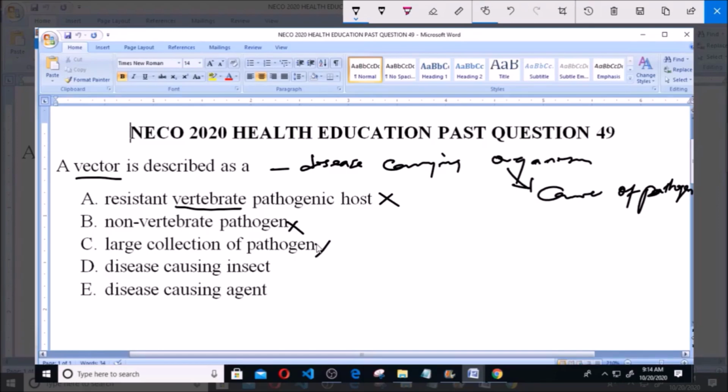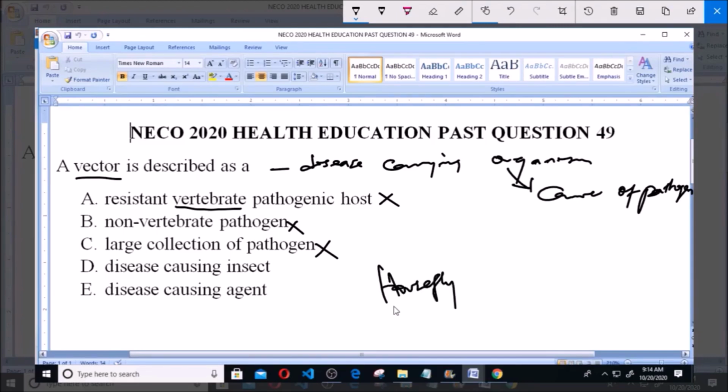Now this is disease-causing insects. Like we know, vectors are insects that carry disease-causing organisms. So therefore we can say that vectors are disease-causing insects, because these pathogens carried by these insects or these vectors cause disease. So we can refer to them as disease-causing insects. Take for instance the housefly.